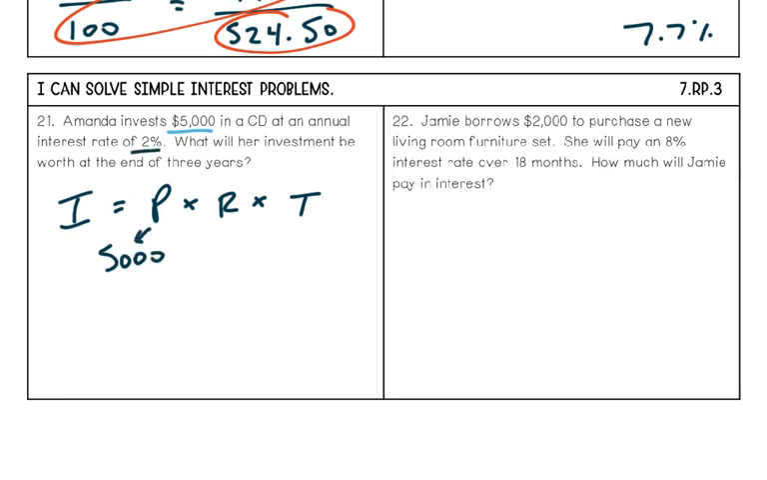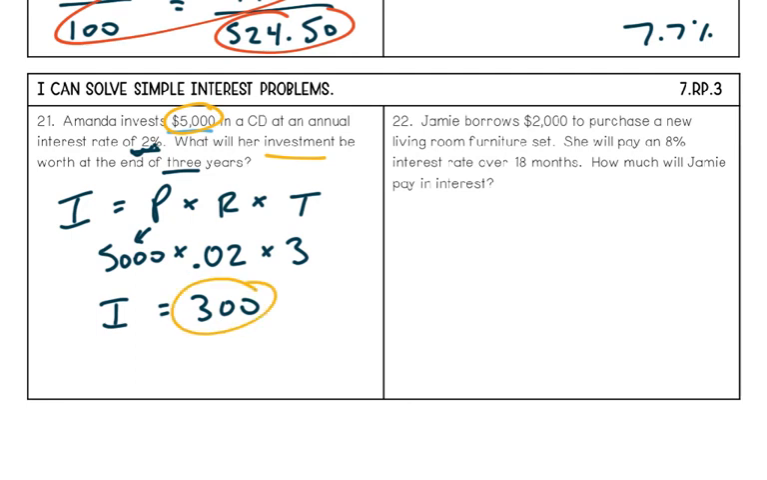I know the rate is 2%, and I want to know what that rate is as a decimal. So I take the decimal and move it over 2 times back. So 0.02 is the rate, and the time is in years. Since there's 3 years, I know that I can put in 3 for the t. To find the interest, all I do is multiply these values, and I end up with a total interest of $300. Since the question's asking what the investment will be worth altogether, I'm going to take the $5,000 principal plus the $300 in interest and add those together to end up with a final total of $5,300 for her investment.